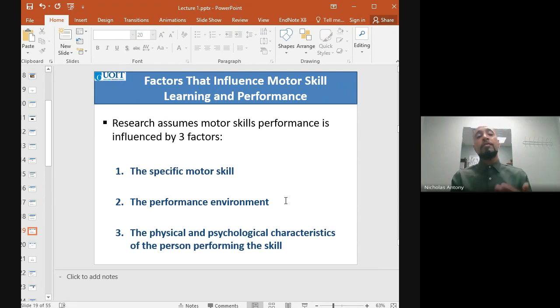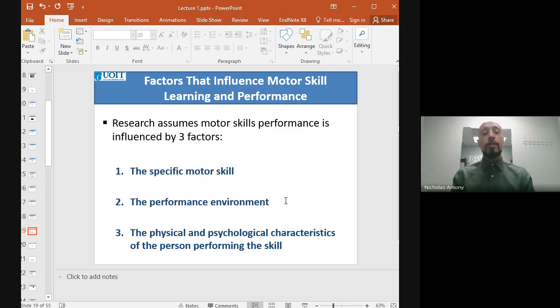The performance environment will also influence our ability to perform a motor skill that we're learning. If there are things moving in the environment, if the ground is uneven, if things are unstable, that's going to change our ability to perform. Maybe there's something in the way blocking your vision, or maybe the lights are off so you can't see something.